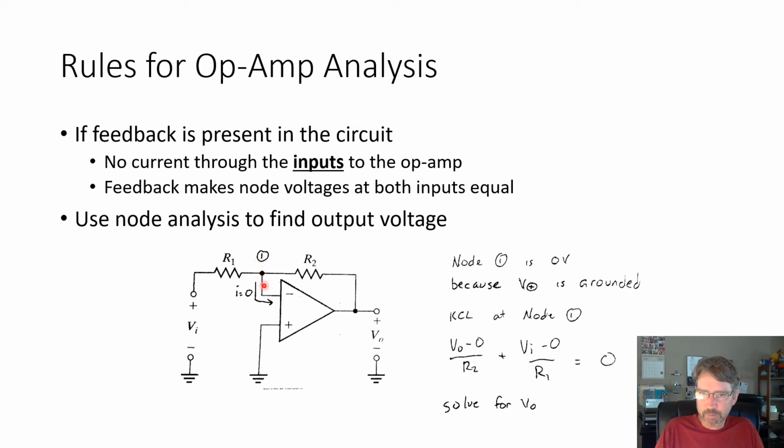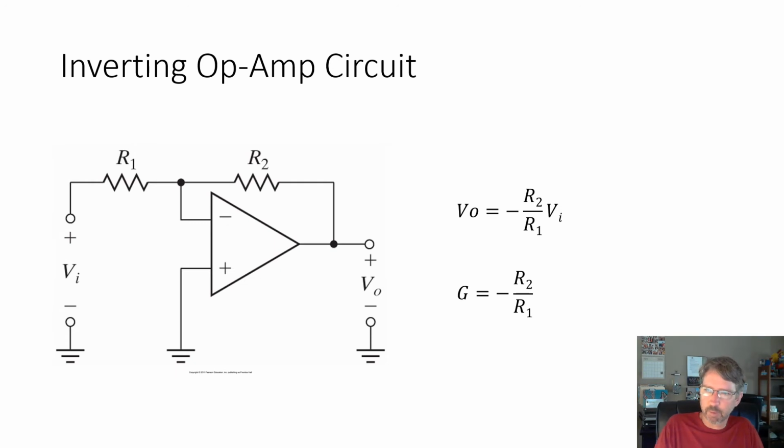So we can do Kirchhoff's current law on this node. It looks like this: Vo minus 0, so Vo minus the 0 here, divided by R2, that's coming in, plus Vi minus 0, that's coming in this way, divided by R1. Both of these coming in equals nothing going out, because we have 0 current there. And if we solve that one equation for the output voltage, we get this standard inverting op amp formula.